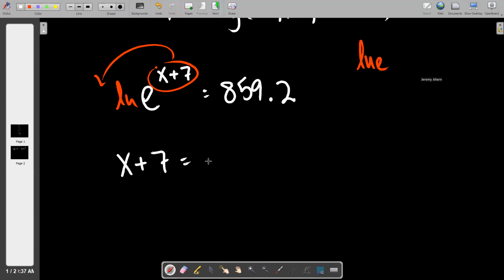x plus 7 equals the natural log of 859.2. Did I log the left side? You bet I did. It just was a nice one. I made it go away.